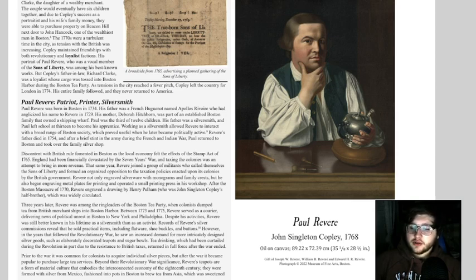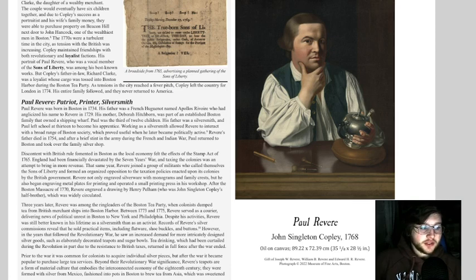However, in the years that followed the Revolutionary War, he saw an increased demand for more intricately designed silver goods, such as elaborately decorated teapots and sugar bowls. Tea drinking, which had been curtailed during the Revolution in part due to the resistance to British taxes, returned in full force after the war ended. Prior to the war, it was common for colonists to acquire actual silver pieces, but after the war, it became popular to purchase large tea services.